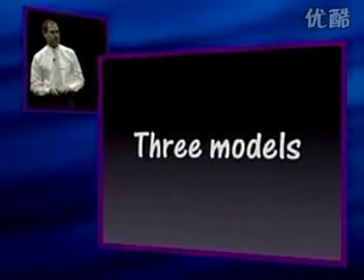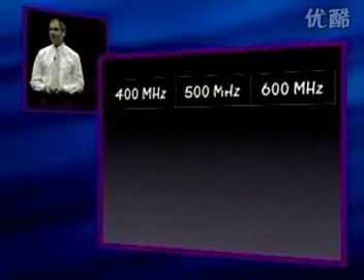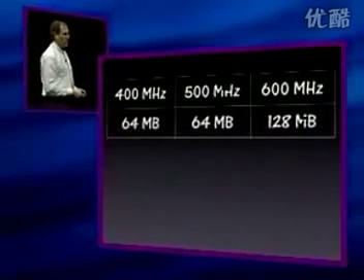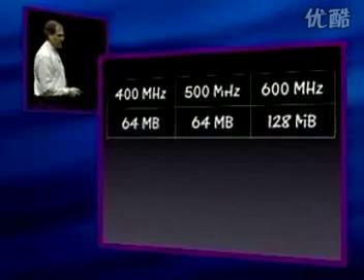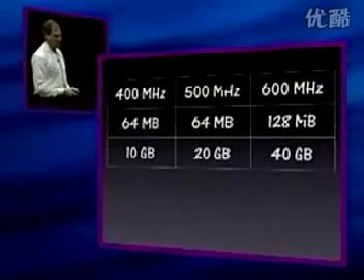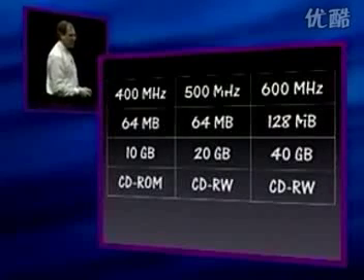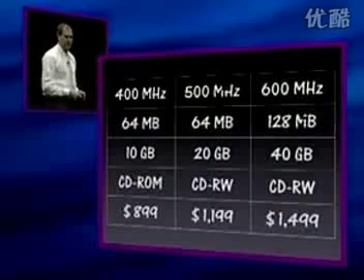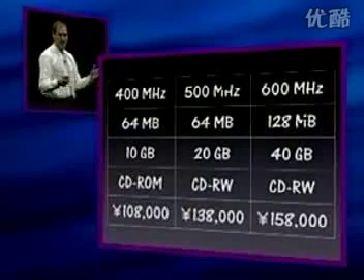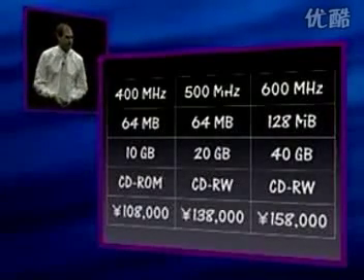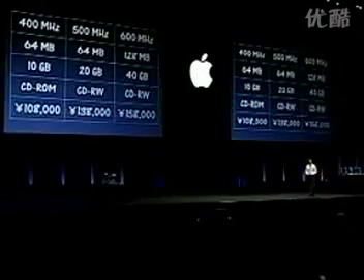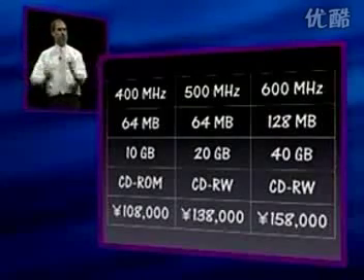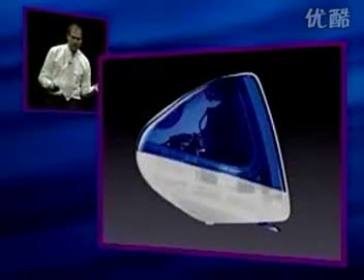We have 3 models: 400, 500, and 600 megahertz G3 processors, 64 and 128 megabytes of memory, 10, 20, and 40 gigabyte hard drives, CD-ROM on the low end, CD read-write on the top 2. The prices are $899, $1,199, and $1,499, or 108,000 yen to 158,000 yen. And we're offering them in our 2 most popular colors, indigo and graphite.